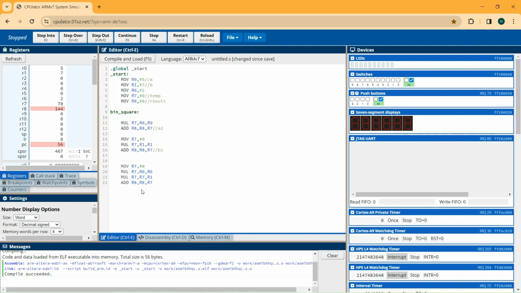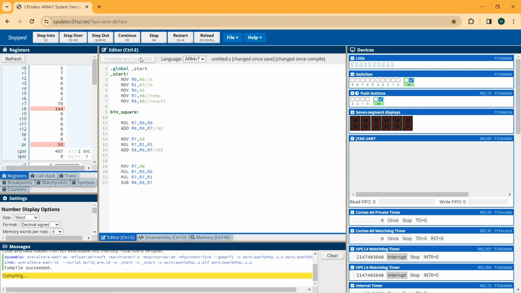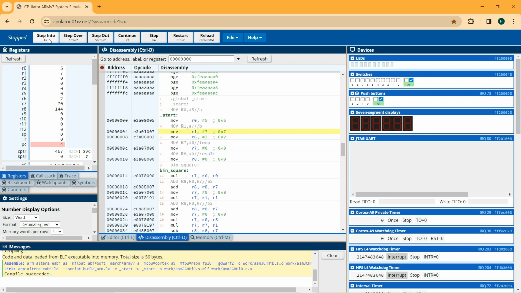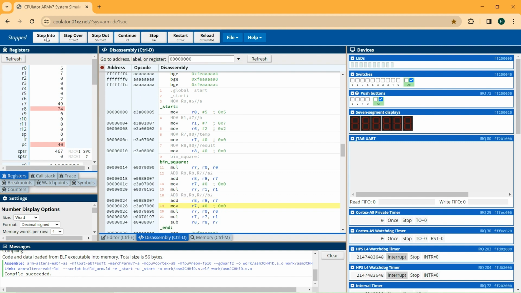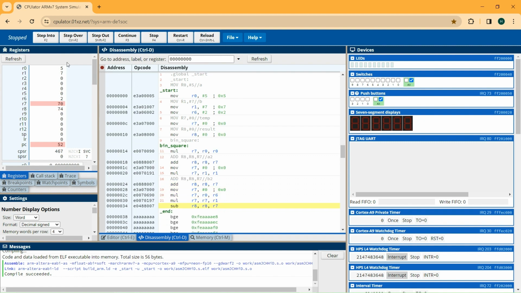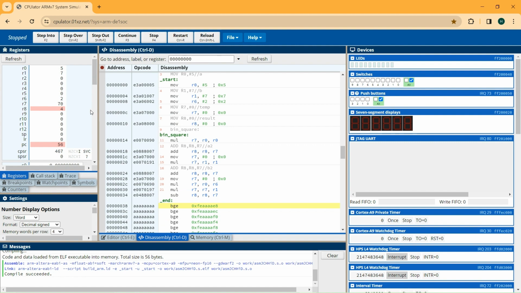And for a minus b squared, I just need to change here to subtract. And let's now run this code. So in R7 is first a squared, it is 25, it is added. Then it is b squared, it is also added. And now it is 2 times a times b, but now it is subtracted. So final result is 4.